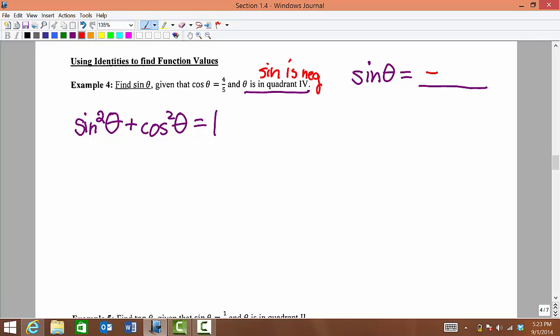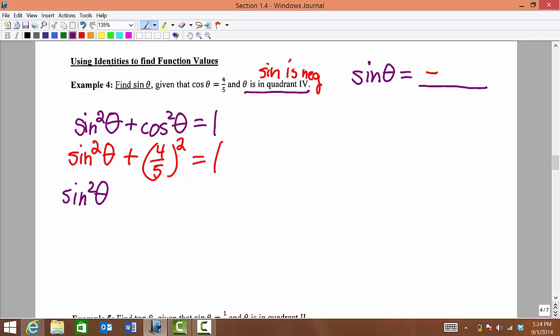We don't know what sine is, so we'll write sine squared theta plus cosine, which we know is 4 over 5. So 4 divided by 5, and we need to square that. And now we have an equation that we can solve for sine. So sine squared theta plus, and we will square 4 over 5, that would be 16 over 25, is equal to 1.